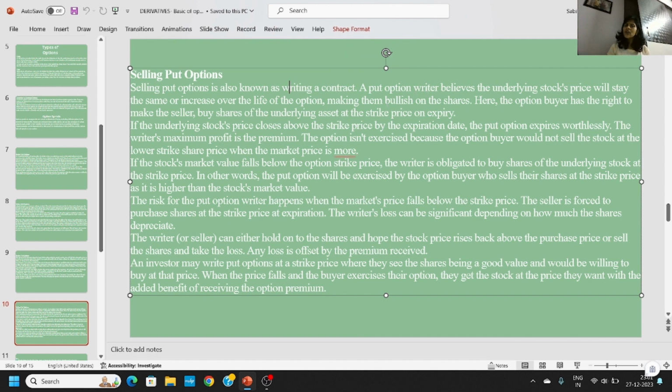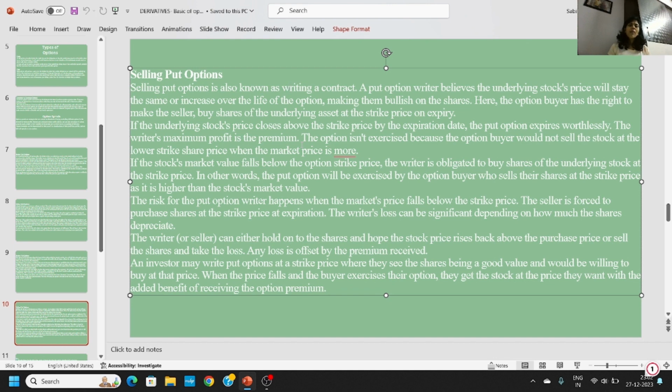A put option writer believes that the stock price will stay the same or increase over the life of the option, making them bullish on their shares. So here the options buyer has a right to make the seller buy the shares of the underlying asset at the strike price on expiry. If the underlying stock price closes above the strike price by the expiration date, the put options expire worthlessly and the writer's maximum profit is the premium. So the option isn't exercised because the option buyer would not sell the stock at a lower strike price when the market price is more.